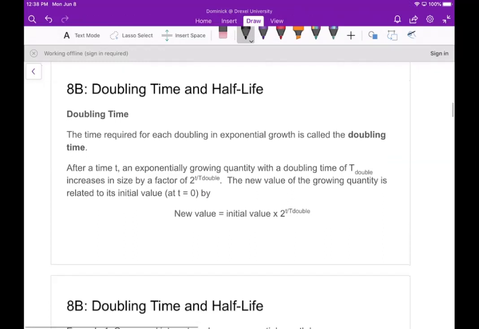Now, after a time t, an exponentially growing quantity with a doubling time of capital T double, which a lot of times I'll just write as capital T, increases in size by a factor of 2 to the t over capital T double. The new value of the growing quantity is related to its initial value, which of course is when t equals 0, and you get that the new value is equal to the initial value times 2 to the t over capital T or T double.